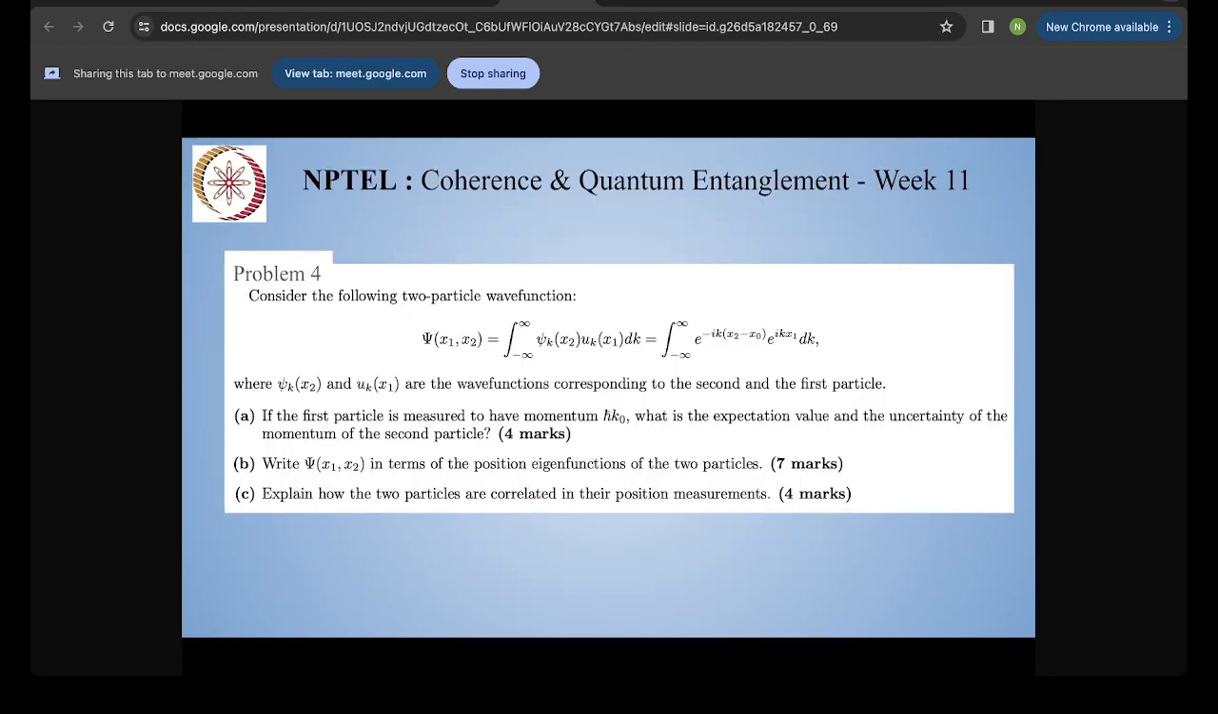Okay, so let's do problem 4. It is saying: consider the following two particle wave function, which is given as psi(x1, x2) equal to this, where psi_k(x2) and u_k(x1) are the functions corresponding to the second and the first particle. Now if the first particle is measured to have momentum h bar k0, what is the expectation value and the uncertainty of the momentum of the second particle?